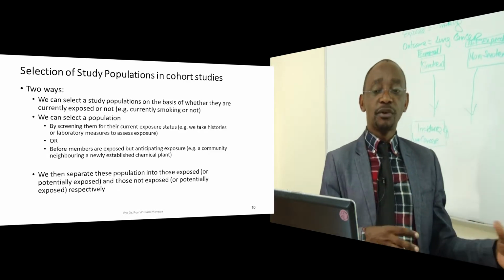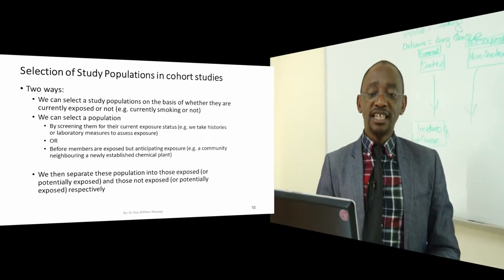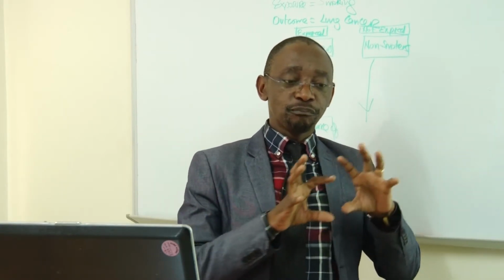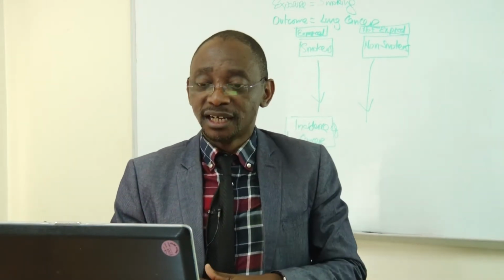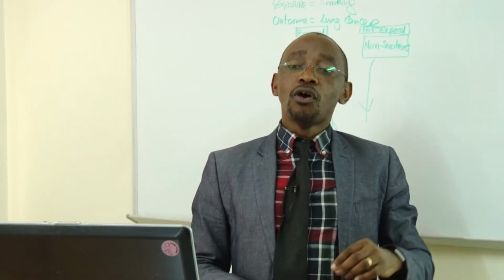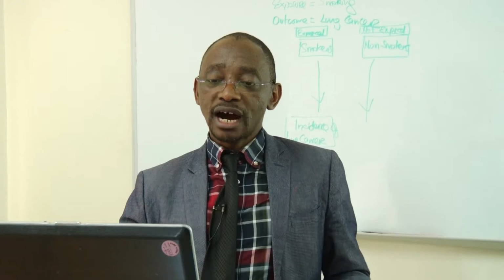Now, after selecting, we separate the population into those who are exposed and those who are not exposed. Now, we shall look at different types of cohorts. We said that cohorts are forward-going in time. I select a group of people who are exposed and a group of people who are not exposed, and I follow them up in time. However, this can have different configurations, and there are three types of configurations. There's what we call concurrent cohorts or concurrent prospective studies. There's what we call retrospective cohorts or historical cohorts, and then a hybrid of the two designs that we call ambidirectional cohorts. And what's a concurrent cohort?